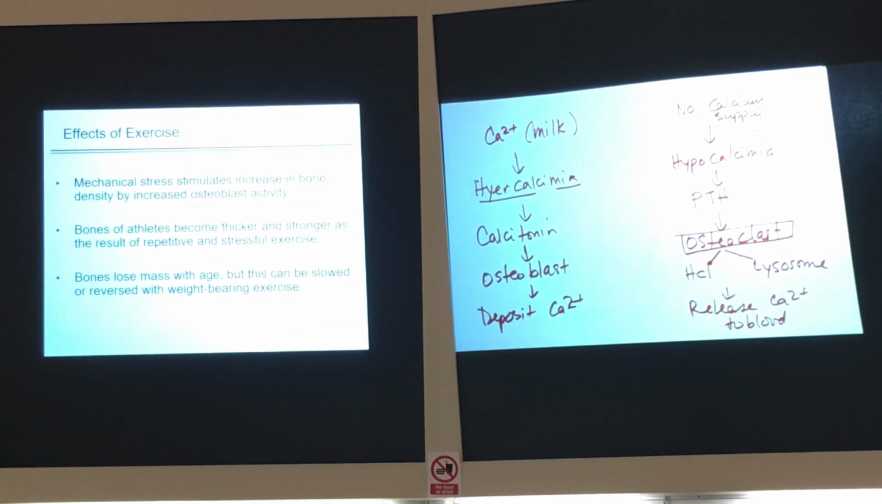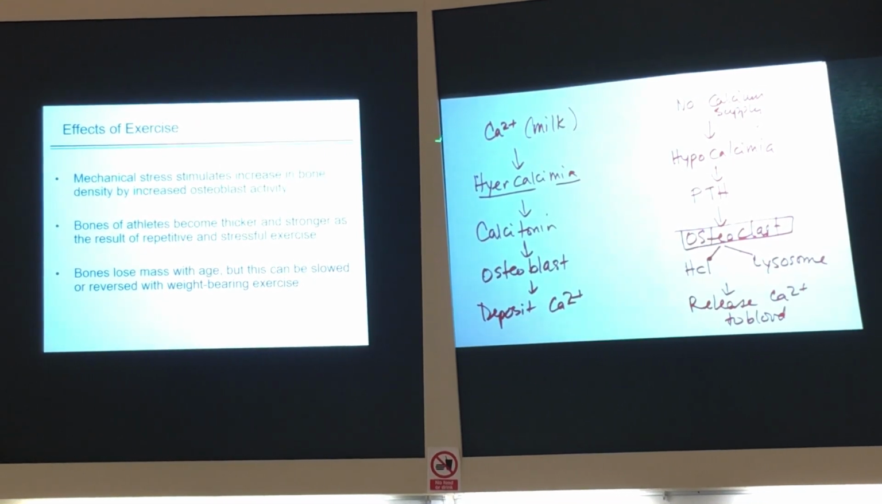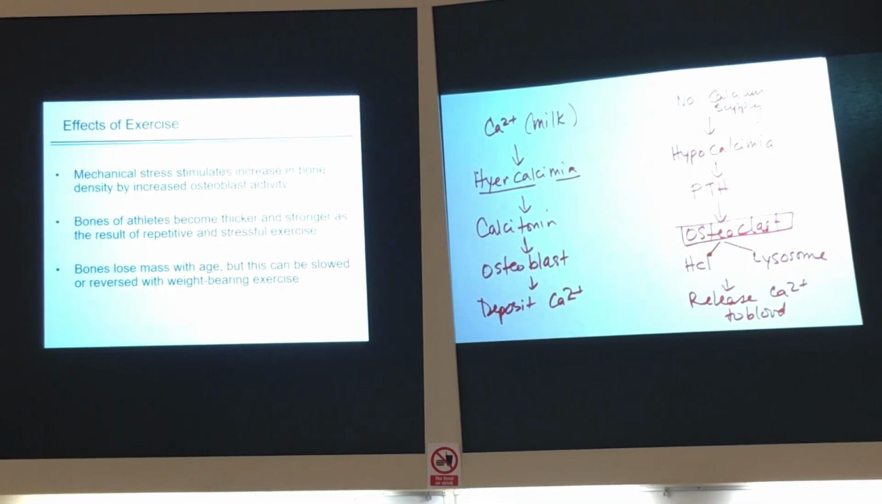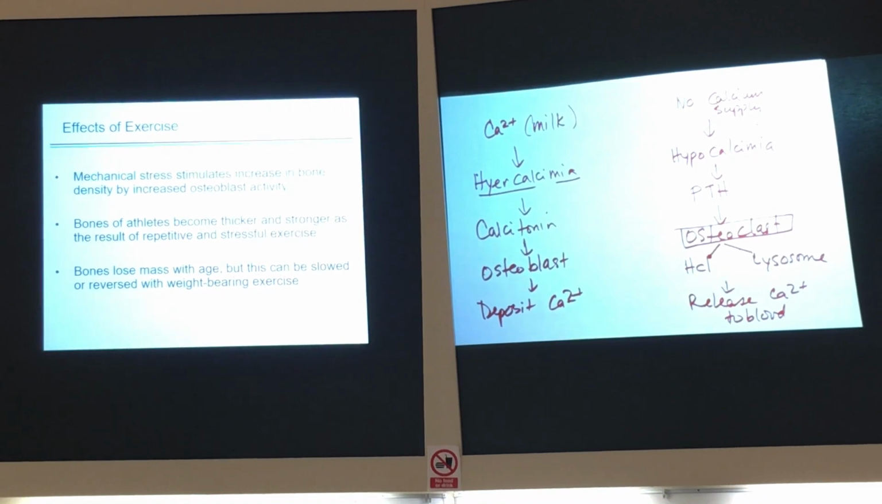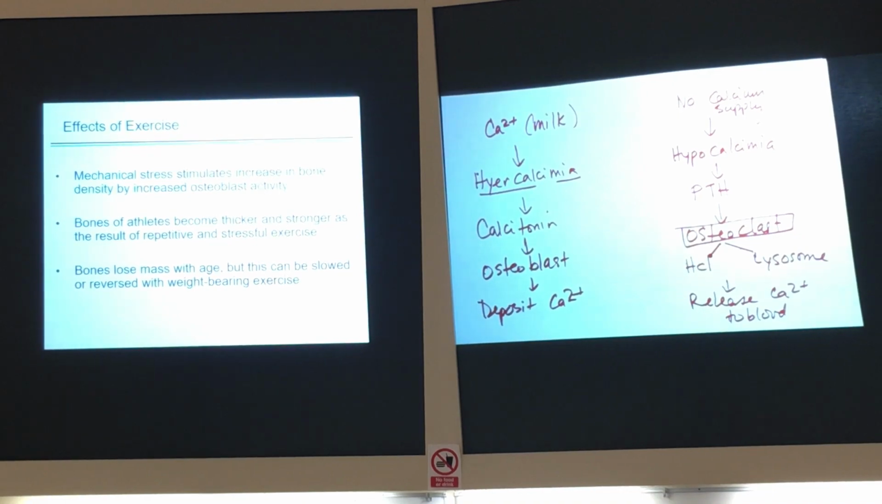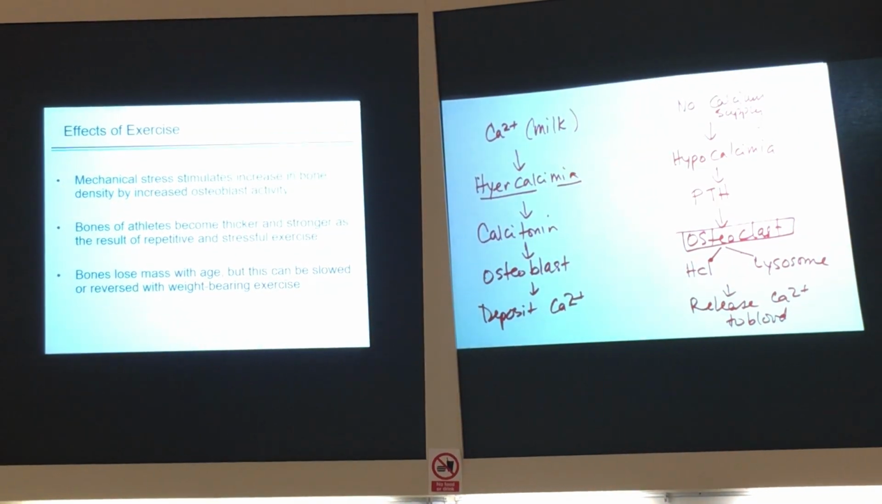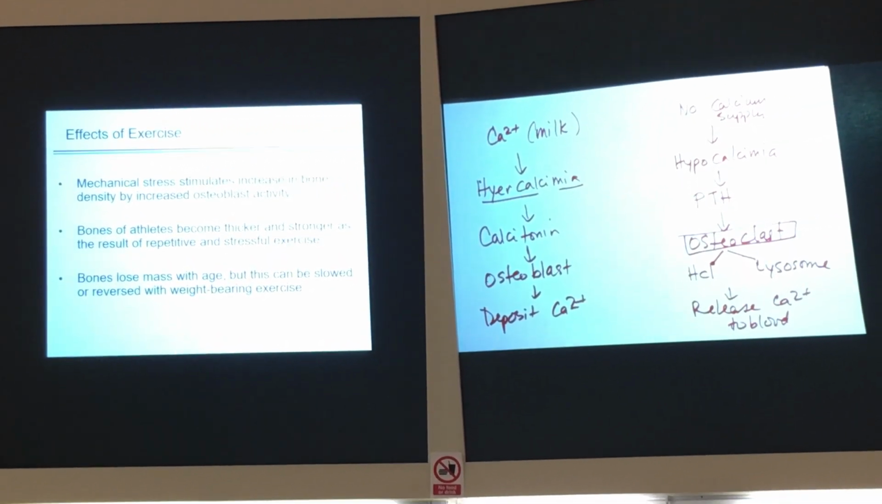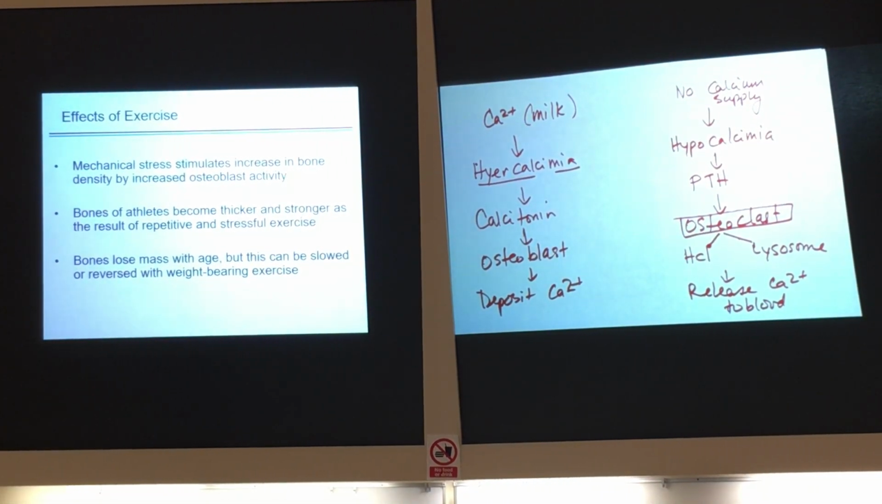Okay? Effects of exercise. Mechanical stress stimulates increased bone density, increased osteoblast activity. So when you exercise, basically you cause appositional growth. The bone has to resist that mechanical stress. If you overdo it, you'll break it. So bones of athletes become thicker and stronger as a result of repetitive stress, but they're also susceptible to bone injuries and joint injuries. Bone loss with age can be slowed down with weight-bearing exercise.